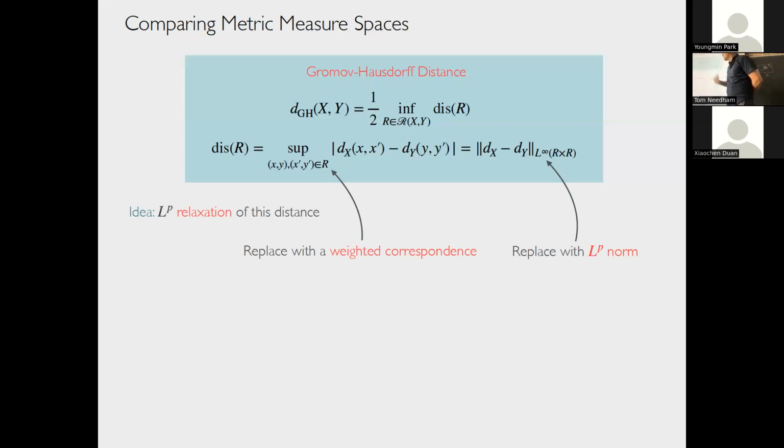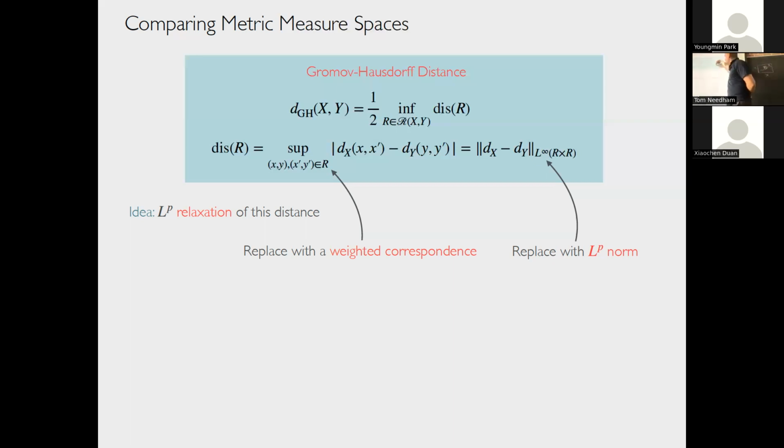Getting towards the computational side of things, if I'm trying to solve this optimization problem, first of all, I'm optimizing over subsets of X cross Y, which doesn't feel very nice to optimize over. And the thing I'm optimizing is an L infinity norm, which is not very smooth and is prone to accentuate outliers. So these are kind of bad computationally in some sense. I would like an LP version of this instead of L infinity.